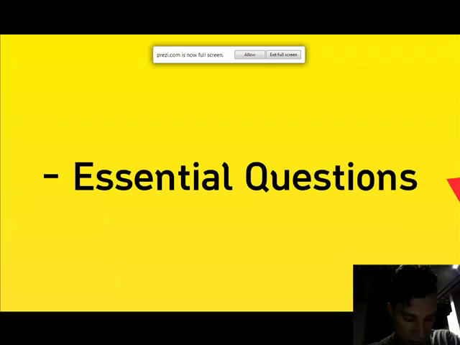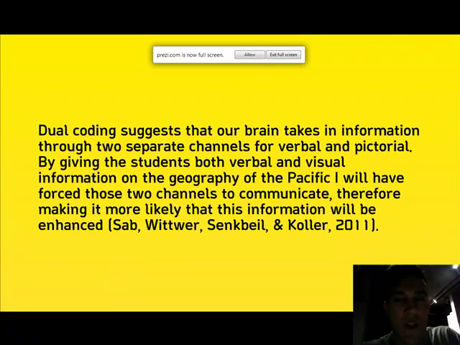Before we get started at looking at the actual unit, I just wanted to focus on Pavlov's theory of dual coding for a second. This is from my paper, and it says dual coding suggests that our brain takes in information through two separate channels for verbal and pictorial. By giving the students both verbal and visual information on the geography of the Pacific, I will have forced the two channels to communicate, therefore making it more likely that this information will be enhanced.